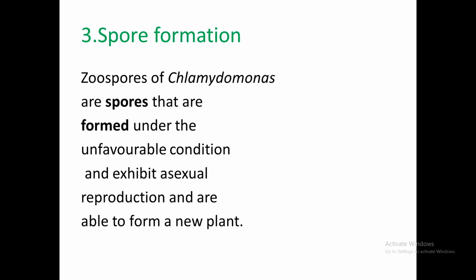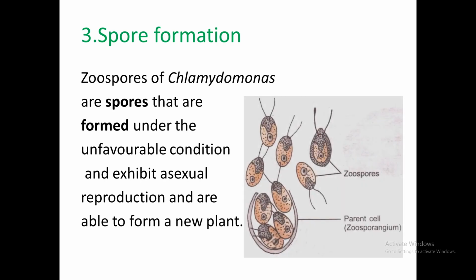Spore formation. In spore formation, we can take an example, Chlamydomonas. So here you can see in the figure, Chlamydomonas has this parental cell, and the small zoospores are there. Zoospores act as spores, and in these small spores you can see the lining structures. That is nothing but the flagella.